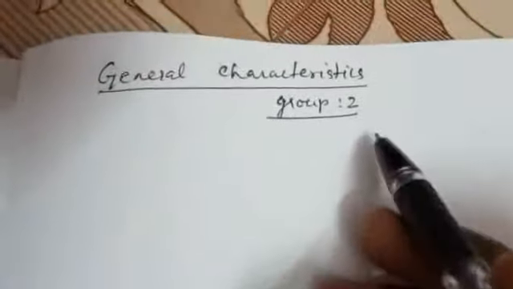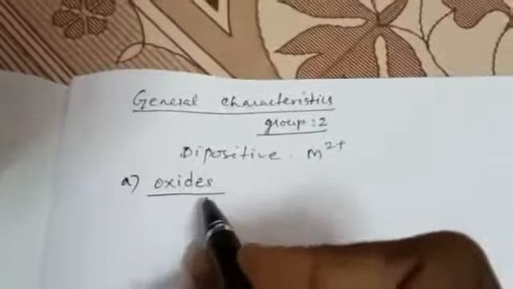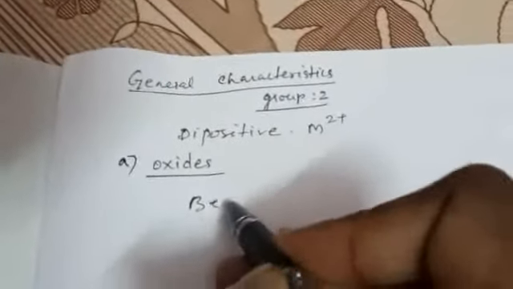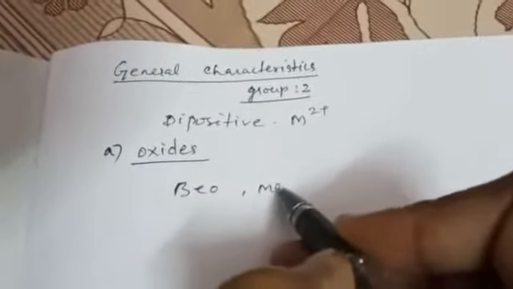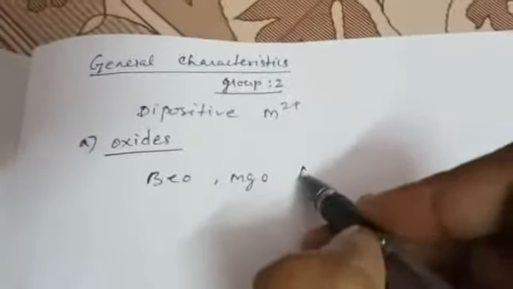General characteristics of group number 2 elements. Group 2 elements show a positive 2 plus oxidation state, that means metal 2 plus. First they form oxides, meaning beryllium oxide and magnesium oxide. The remaining all form hydroxides.